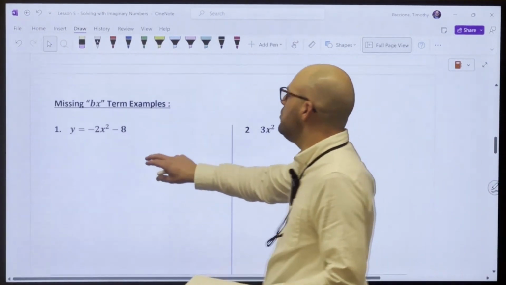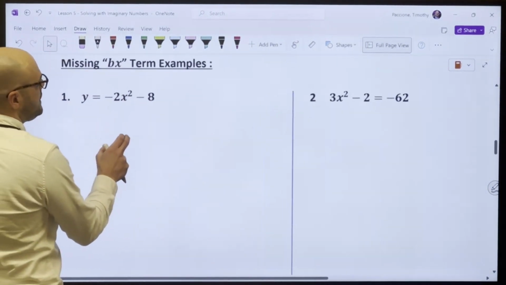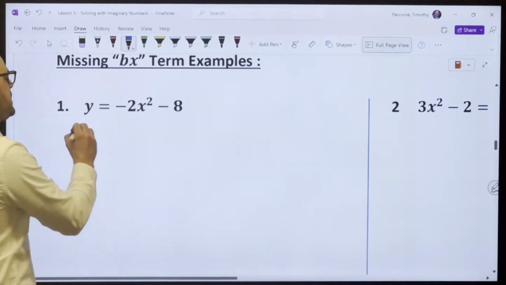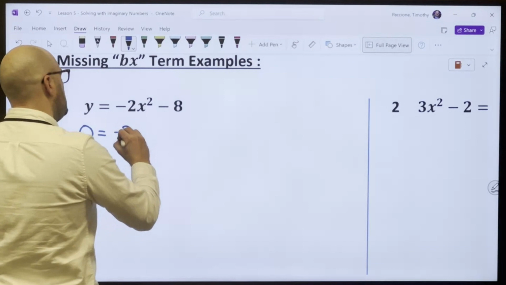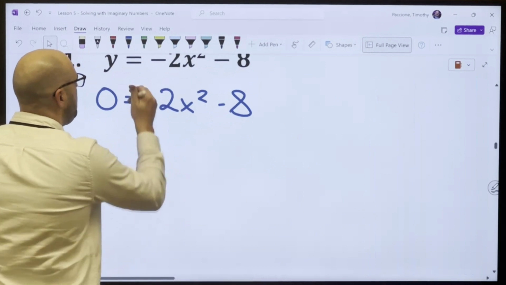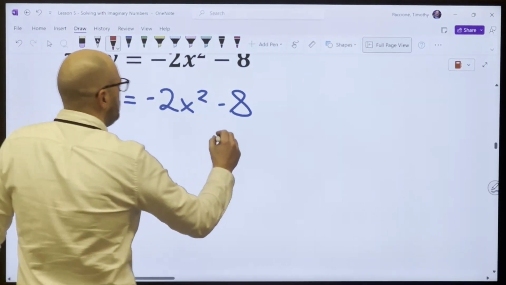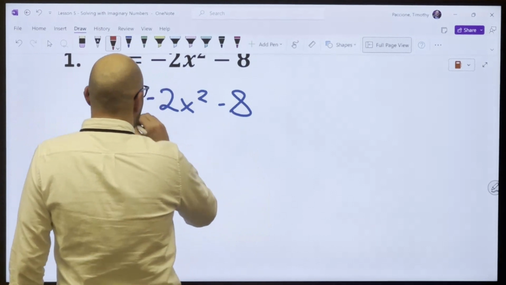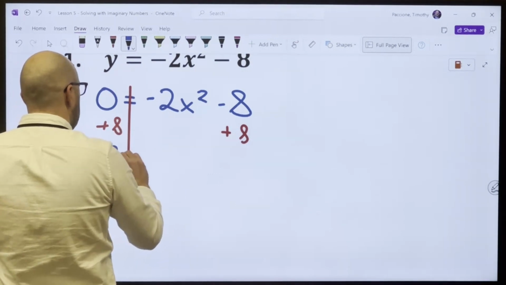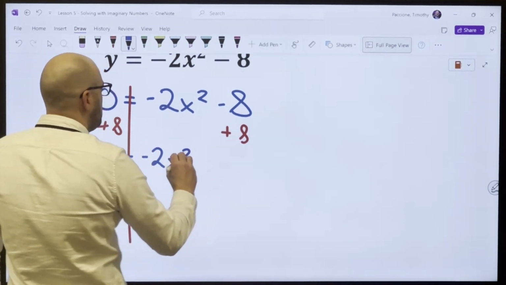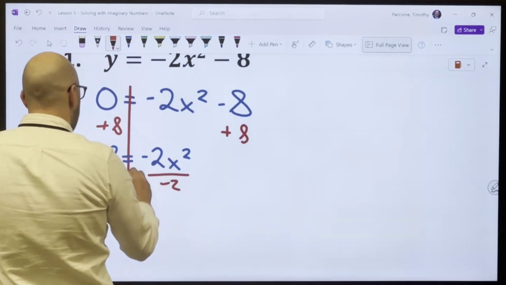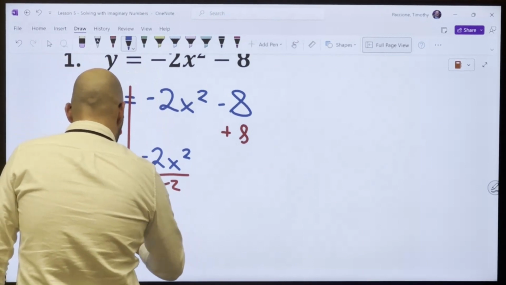Okay. All right, so first example, again, is going to be our missing bx situation, because that's when we would square root. The first thing we do is we set y to 0 because we're looking for the x-intercept. Negative 2x squared minus 8. Now, we want to isolate the square just like in our warm-up. So, what do I do? Plus 8, plus 8. I get 8 equals negative 2x squared. What else do I do? Divide by negative 2. I get x squared equals negative 4.